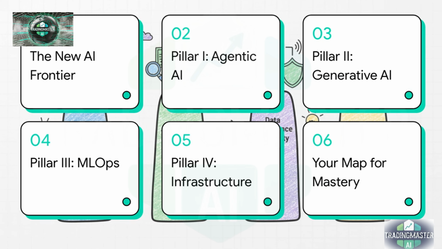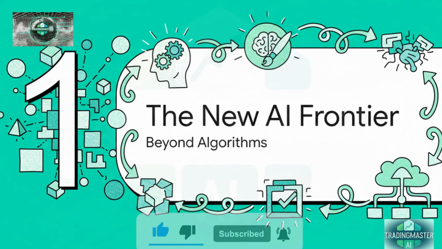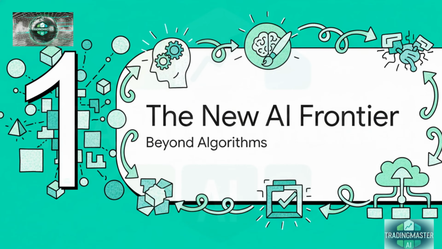All right, here's the map for today's journey. We'll kick things off with the new AI frontier. Then we're going to dive deep into the 4 foundational pillars: Agentic AI, Generative AI, MLOps, and infrastructure. And then we'll pull it all together, giving you your map for mastery. We are absolutely in a new era. The game isn't about finding one perfect algorithm anymore. It's about designing the entire factory, a complete architecture that can reason, create, and operate at a massive enterprise scale.